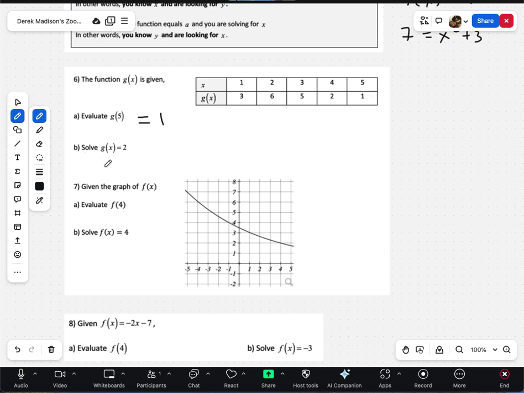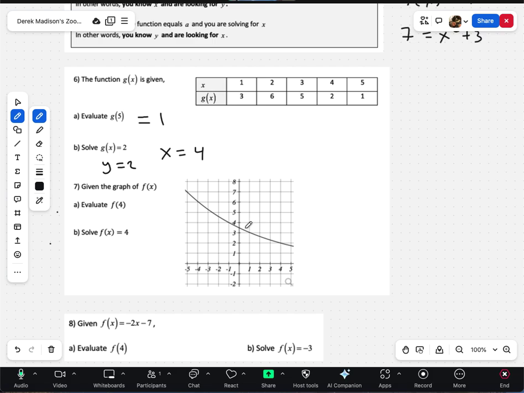Solve g of x equals 2. This is like saying when y equals 2, what does x equal? And so when y equals 2, it looks like the x is 4. So for this version, we know x, we're looking for y. For this version, we know y, and we're looking for x.